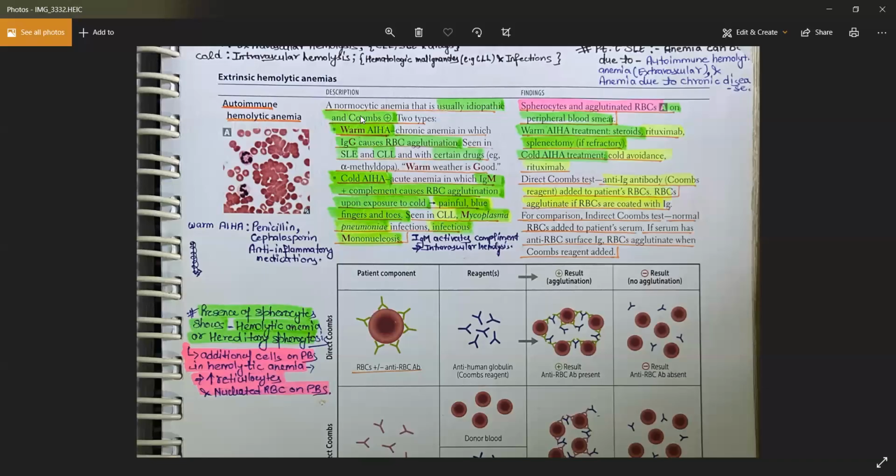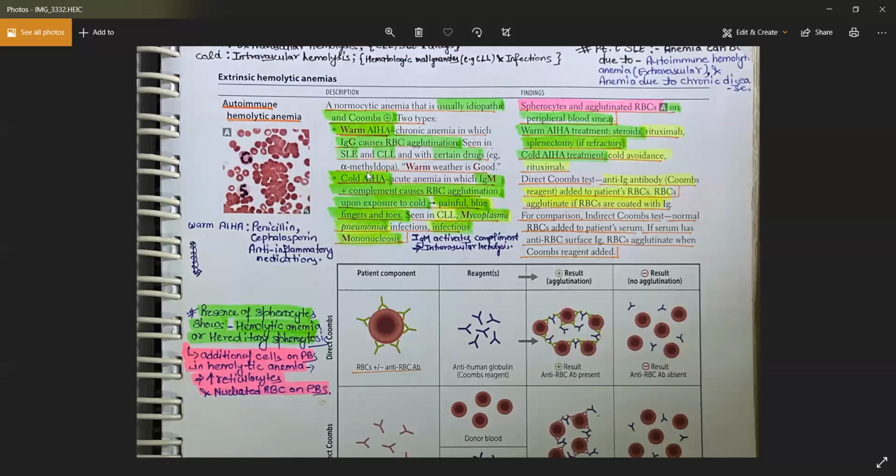So you will have a formation of IgG antibodies against the RBCs. You can see this kind of antibodies in SLE and in CLL, along with certain drugs like alpha methyldopa, very important. Alpha methyldopa can cause autoimmune hemolytic anemias. And because it is a warm type of autoimmune hemolytic anemia, you will have the hemolysis in the warmer parts of the body, which means the central part, the chest, the abdomen. So in these warm locations, you will have hemolysis of the RBCs.